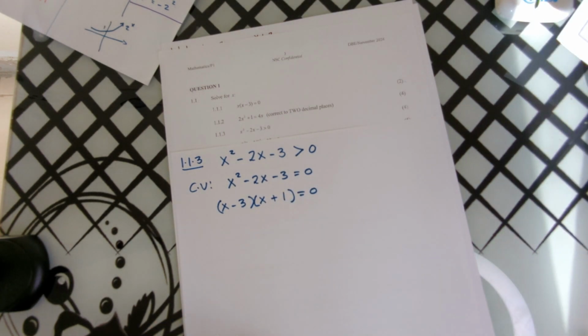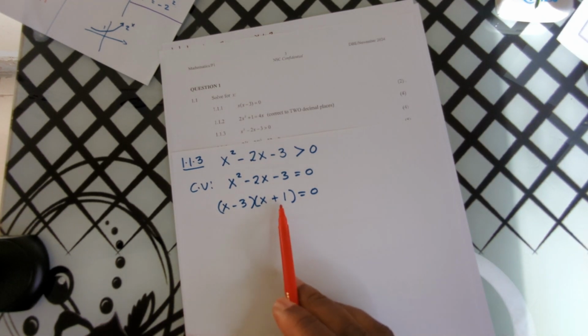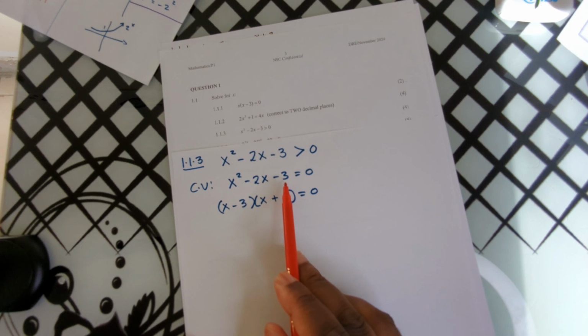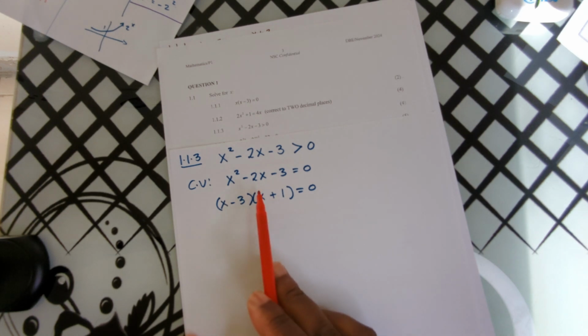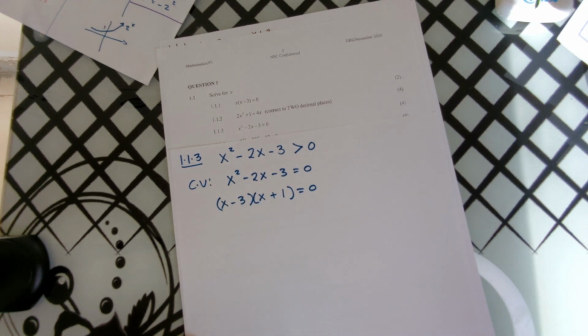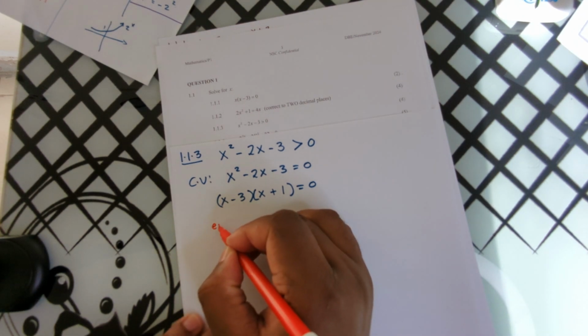Because if you multiply -3 multiplied by 1, you get -3. And if you add -3 plus 1, it gives you -2. So we're going to solve this.